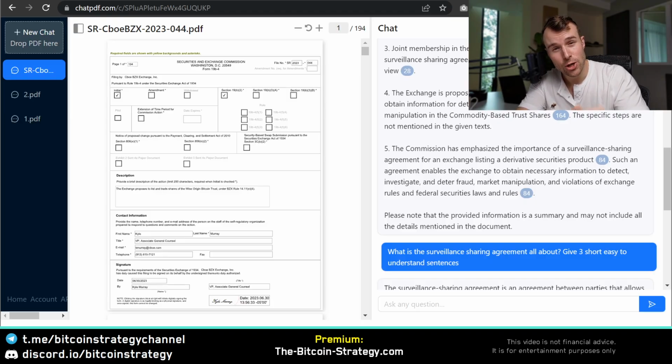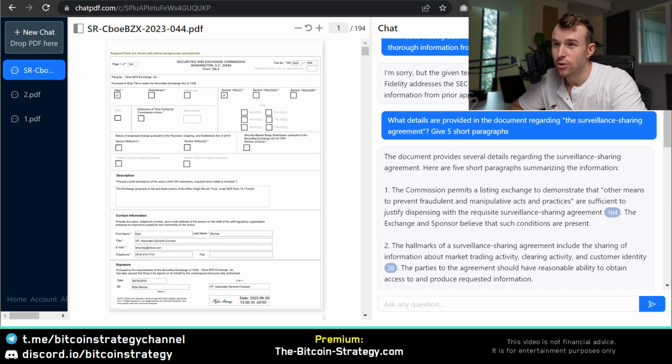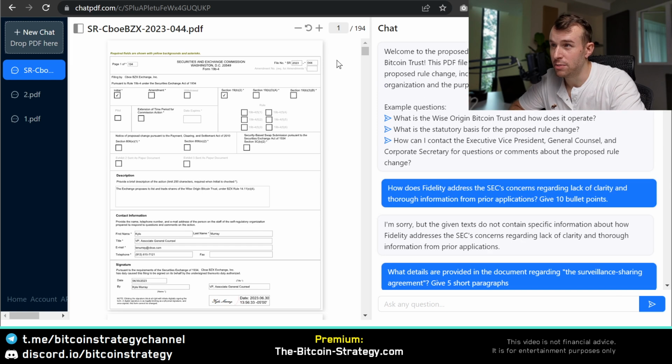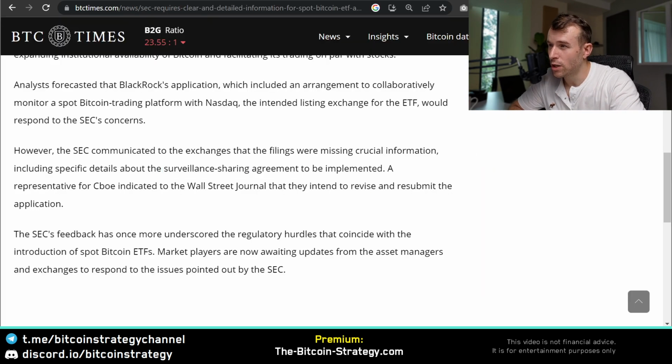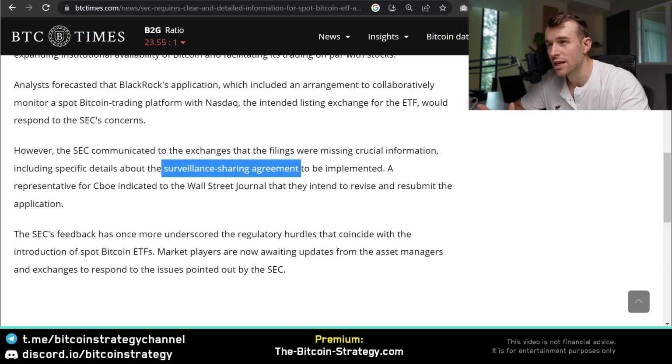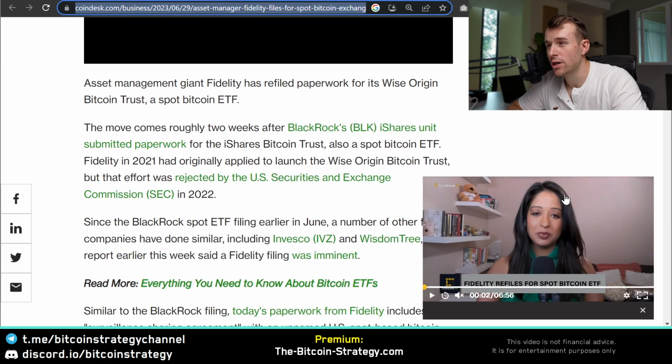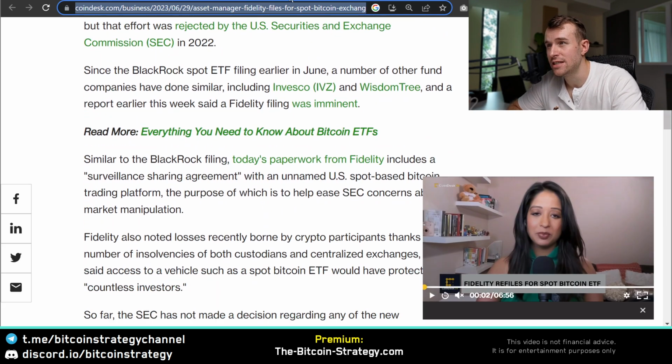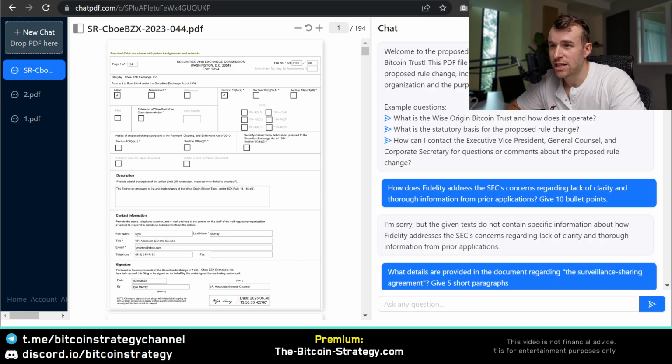I present to you chatpdf.com. You can upload a PDF over here and then you can chat with that PDF. And so I tried to find out, what is this surveillance sharing agreement all about? Who's in that agreement? What is it for? And what is Fidelity doing in order to address the SEC's concerns? And so I simply just asked it.